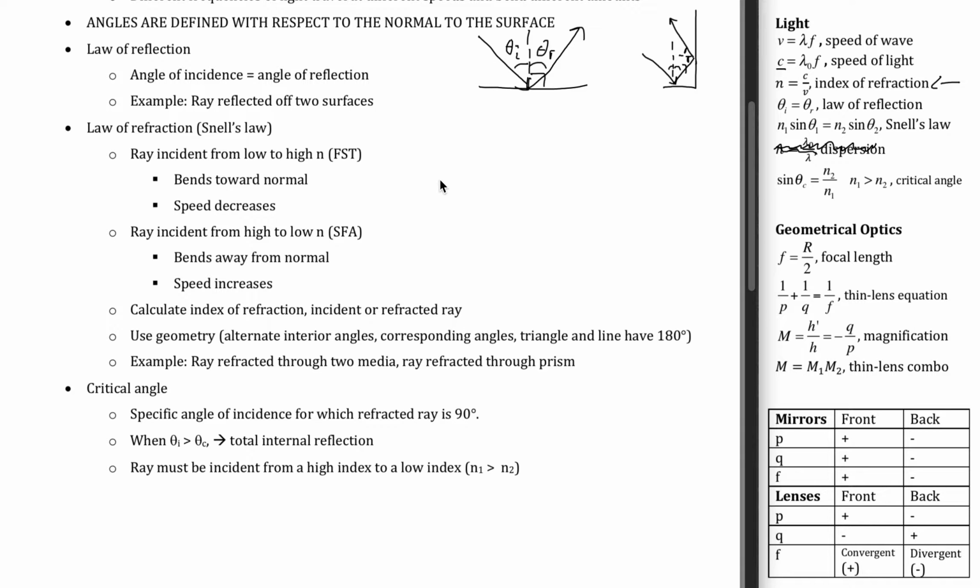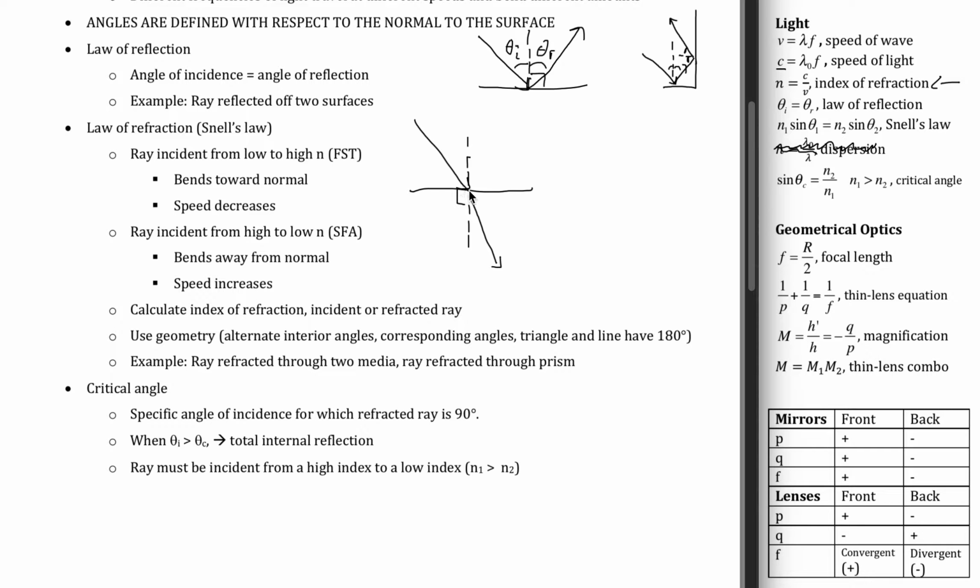So this is when your ray is going to enter your second medium. So it's incident on the second medium here from the first medium, but then it's actually going to go through. So as always, we always draw that normal so we can define our angles. So if the ray bends this way, this means that it's bending toward the normal, right? This is the normal line.